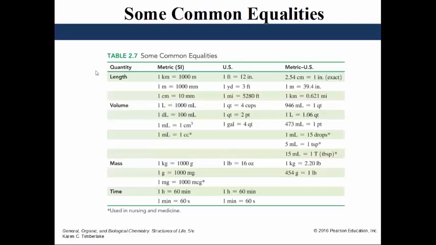Alright, here are some common equalities, both for the metric system and then what we use here, most often the English system in the US, and then the equivalency between those two. 1 kilometer is 1,000 meters, 1 meter is 1,000 millimeters, and so on. 1 foot in the US equals 12 inches. Let's see, 1 yard equals 3 feet. 1 mile is 5,280 feet. And then below are the measurements for mass and volume and so on.